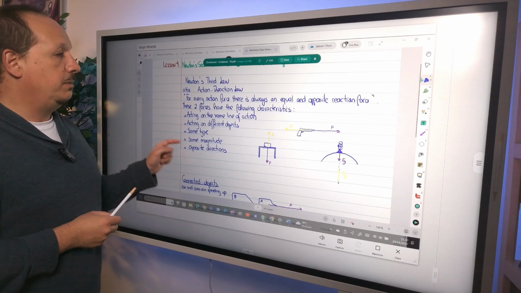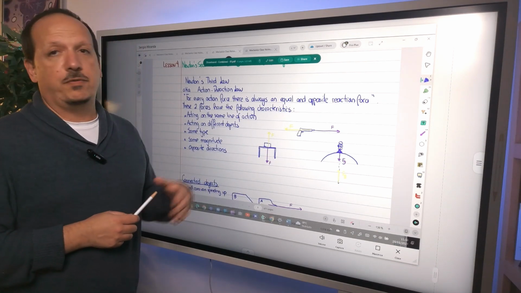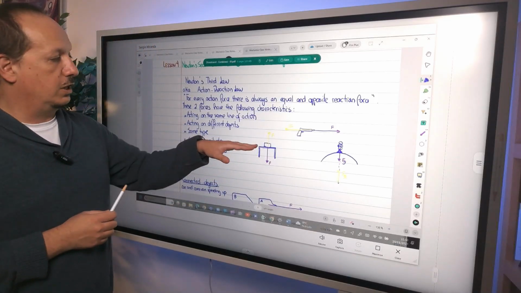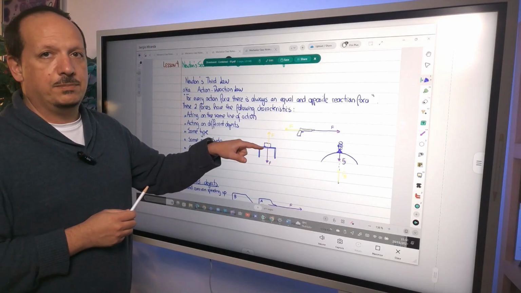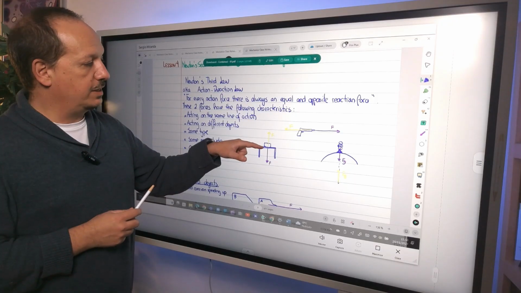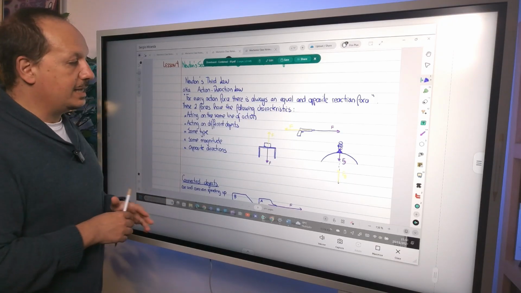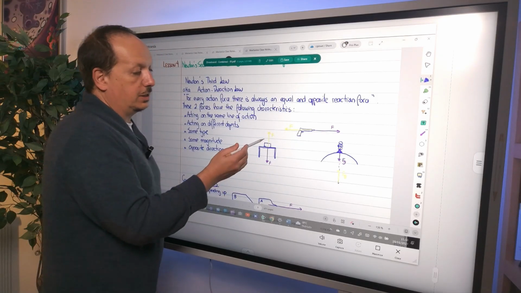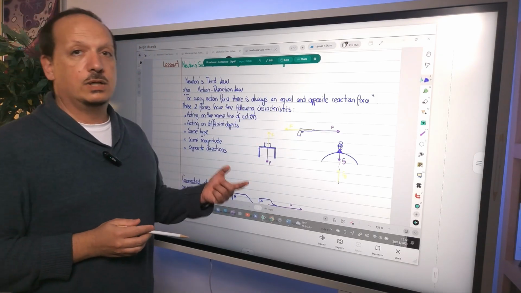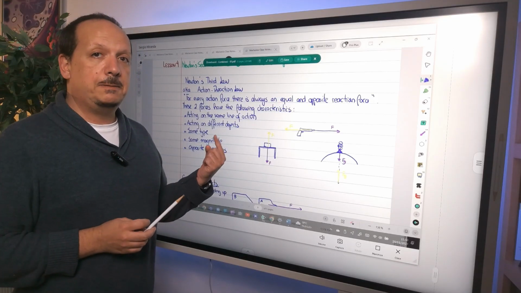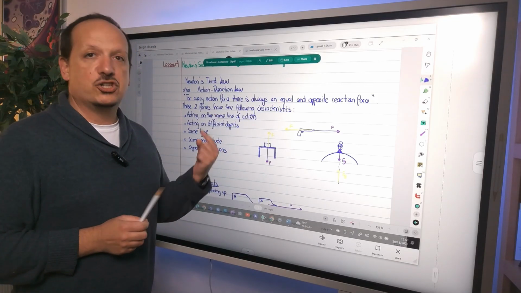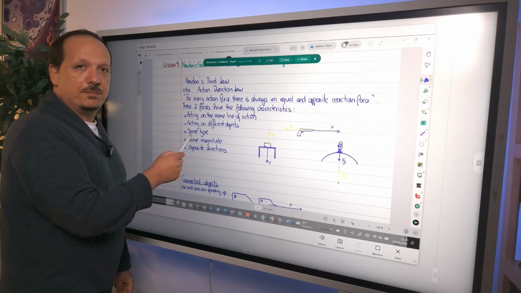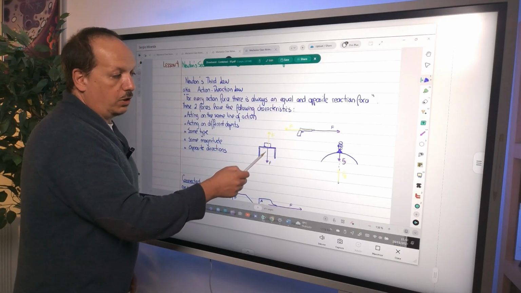A few examples here. A book on top of a table. We are talking about two contact forces: the contact force of the book on the table and the contact force of the table on the book. A common mistake is to put the weight of the book as one of the forces and the contact force of the table on the book as the other, the reaction pair for that weight. No, because it violates this. They are not the same type. They are both contact forces.